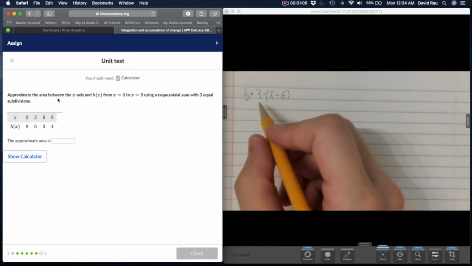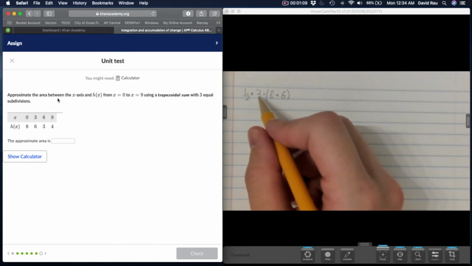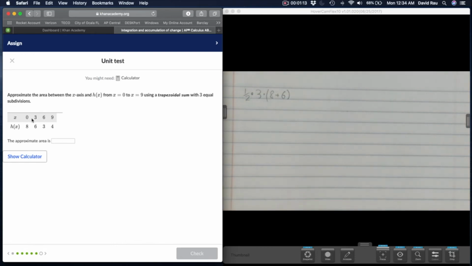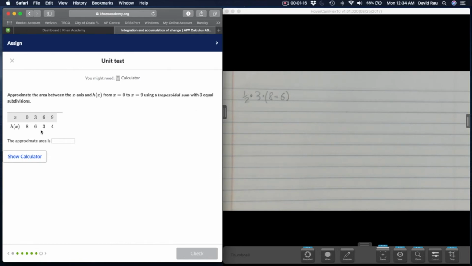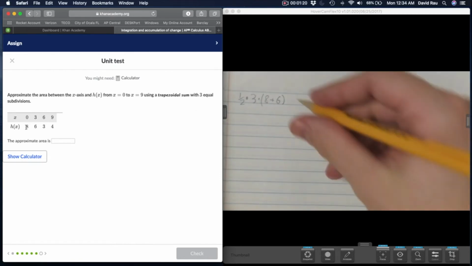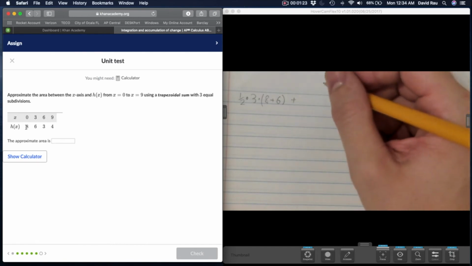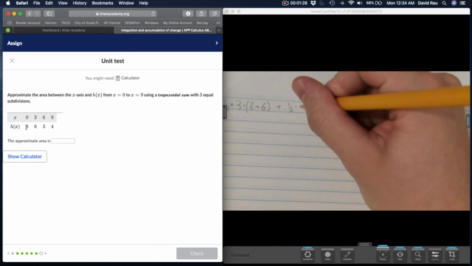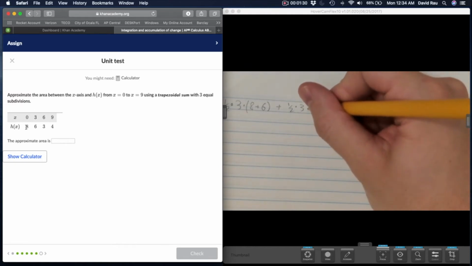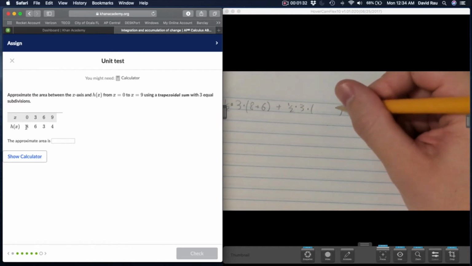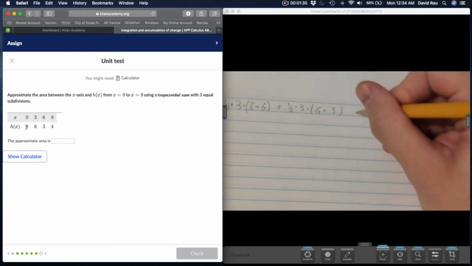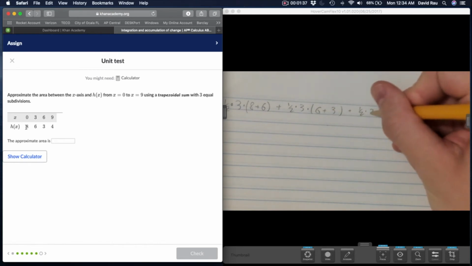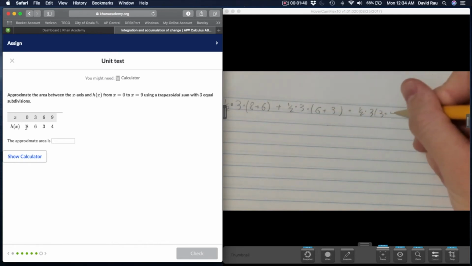All right, so in other words, when you do Riemann sums with trapezoids, the height is actually the change in x. So this first trapezoid goes from 0 to 3, so the height is 3. And the actual bases are the y values of the function. But we're not done yet. We need 3 trapezoids. So our next one, still 1/2 times the height, which is 3, times base 1 plus base 2, which this time is 6 plus 3. Do that again. Now we have 3 plus 4.